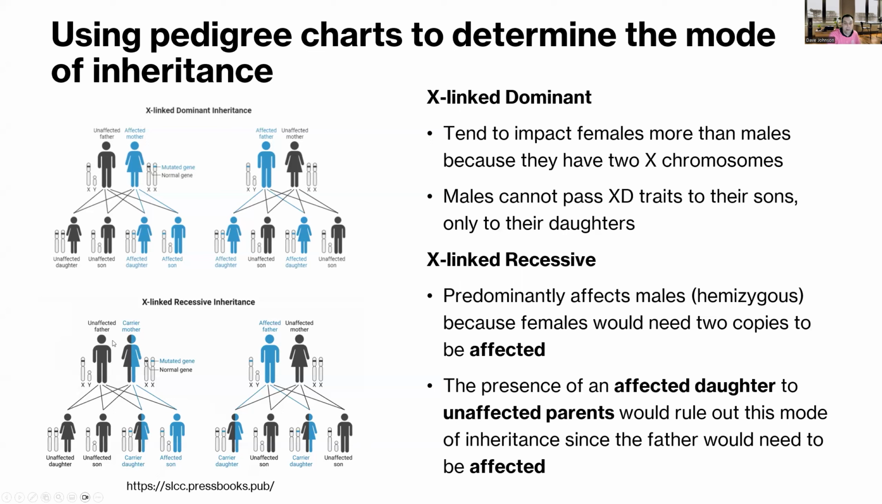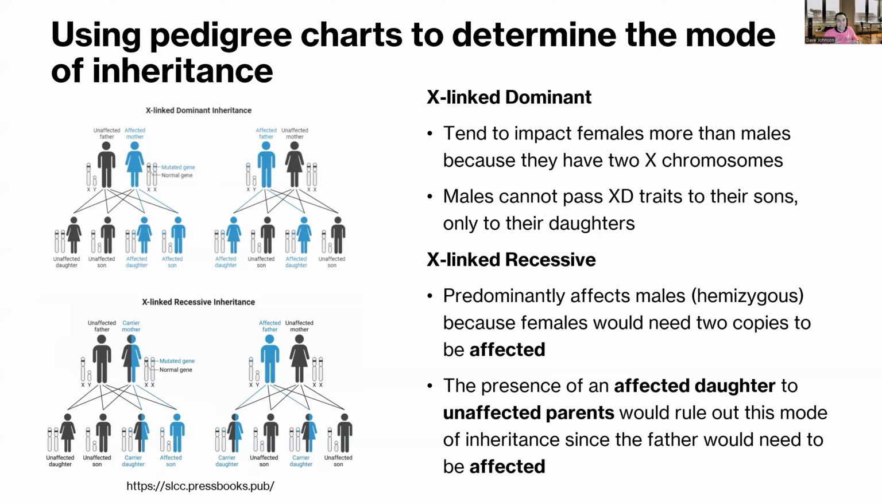On the other hand, if mom is a carrier, she can have unaffected daughters, unaffected sons, carrier daughters, and affected sons. So the sons are 50-50. Why? Because they're getting their dad's Y, and then it's a 50-50 coin flip whether they get the mutated gene from mom. If they get the mutated gene, they're affected. If they don't get the mutated gene, they are unaffected. Daughters, on the other hand, if they get the gene, they're a carrier. If they don't get mom's gene, they're unaffected because they are balanced out by dad's healthy X chromosome.